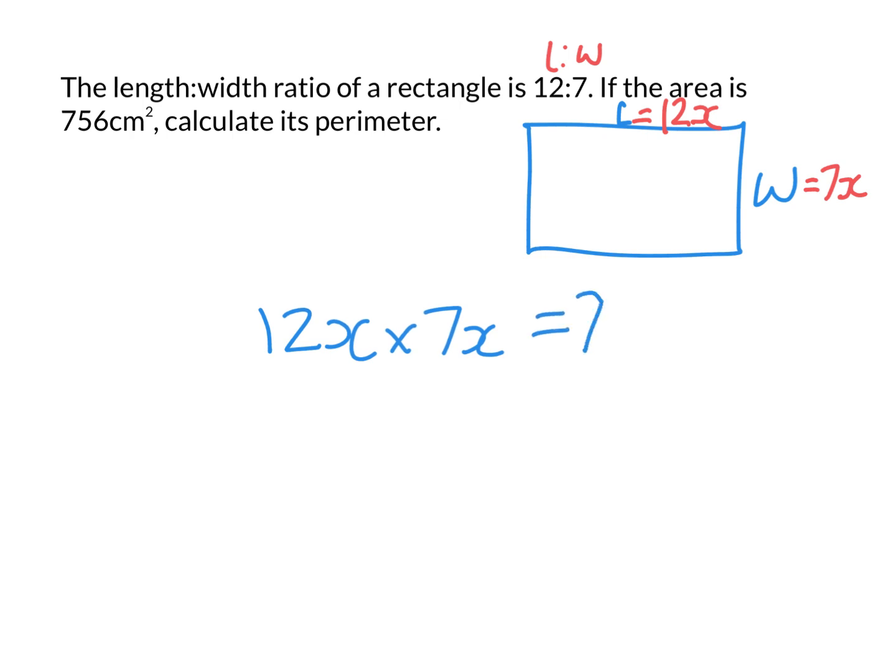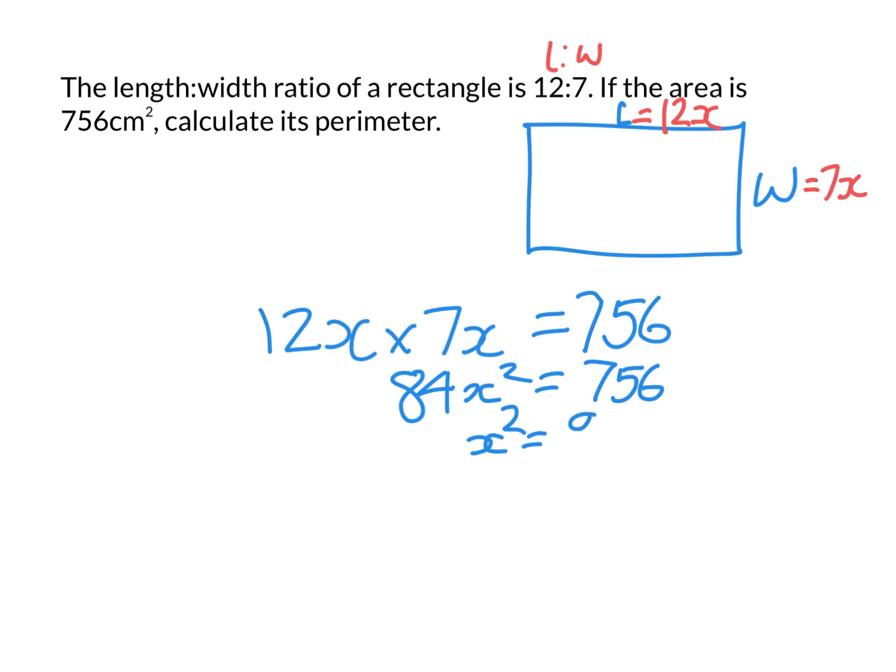And lucky we did work on non-linear equations. 12 times 7 is 84. x times x is x squared. So now we need to find what x is. We need to undo what's been done to x. We divide by 84 and then square root. So we get x squared is 756 divided by 84. x is the square root of 9, which is 3.